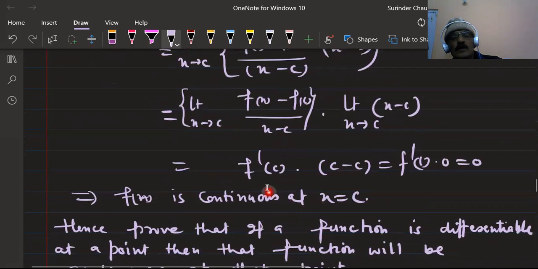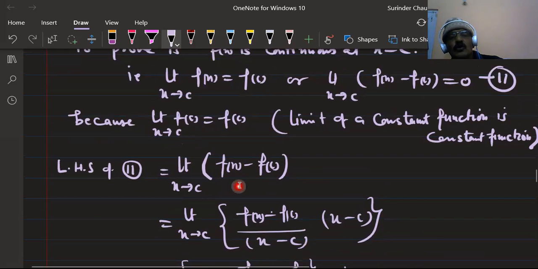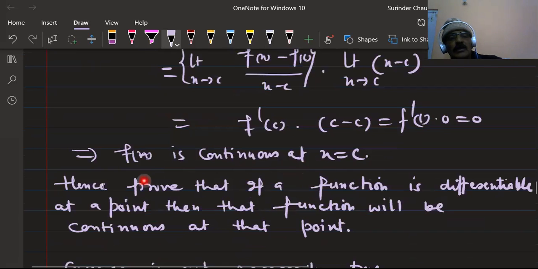So the limit as x goes to c of f(x) minus f(c) comes out to be 0, which implies f is continuous at c. Hence, if a function is differentiable at a point, then the function will be continuous at that point.